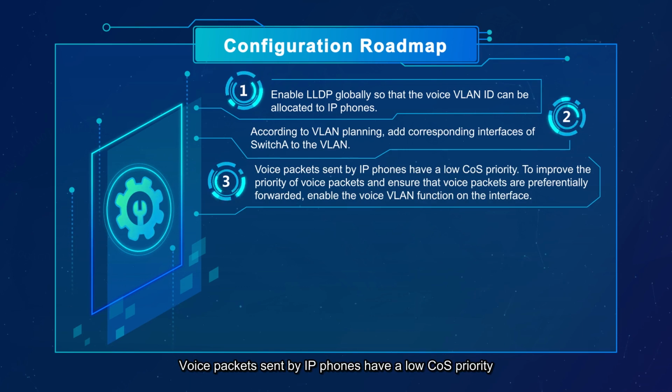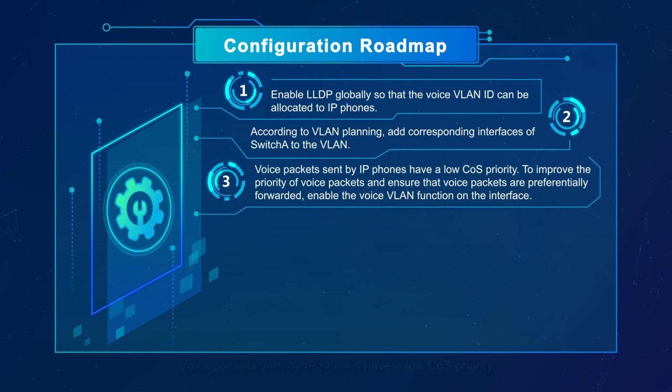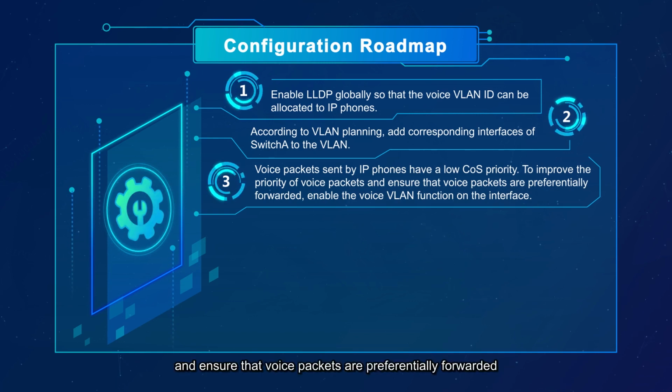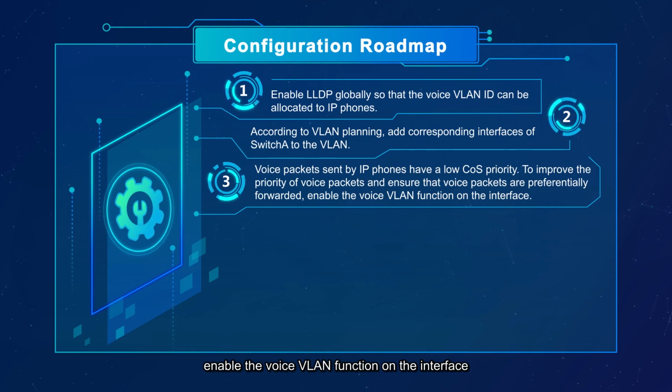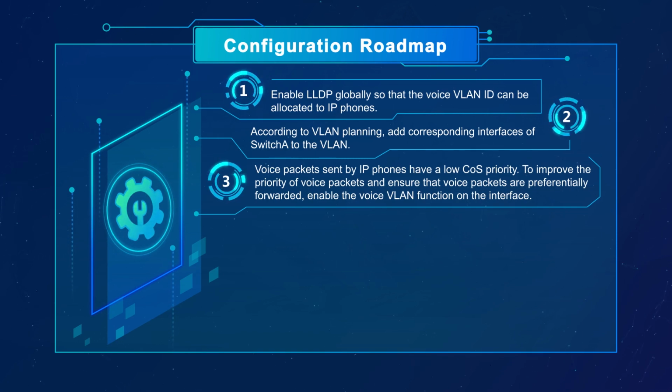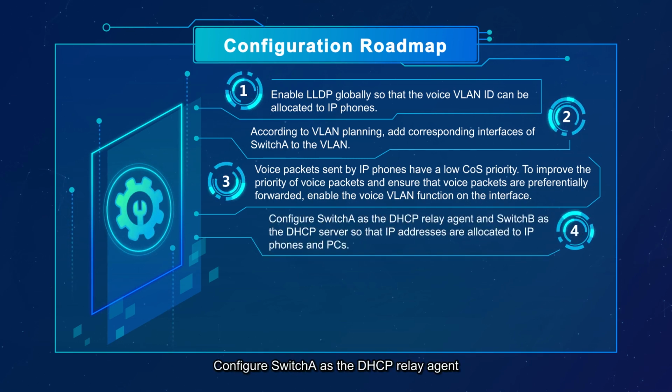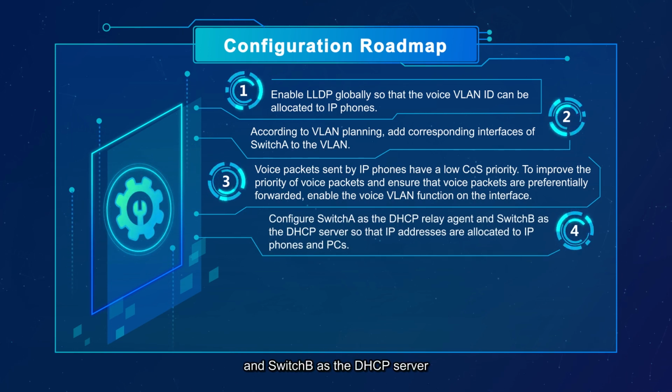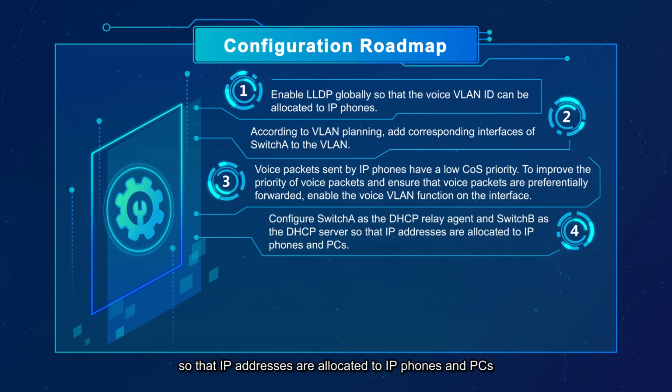Voice packets sent by IP phones have a low COS priority. To improve the priority of voice packets and ensure that voice packets are preferentially forwarded, enable the voice VLAN function on the interface. Configure SwitchA as a DHCP relay agent and SwitchB as a DHCP server so that IP addresses are allocated to IP phones and PCs.